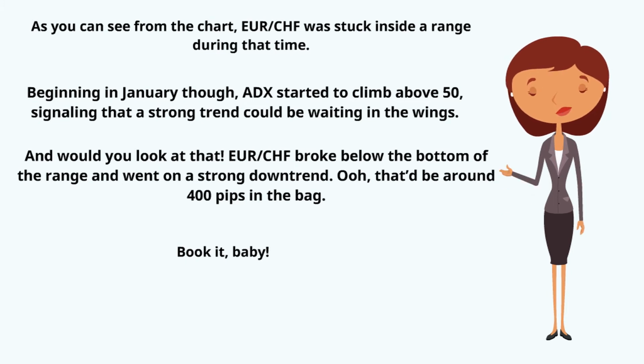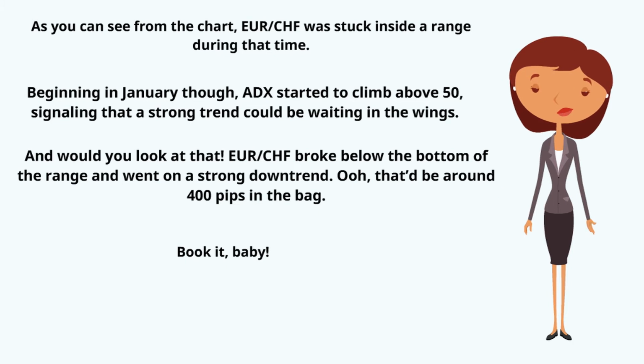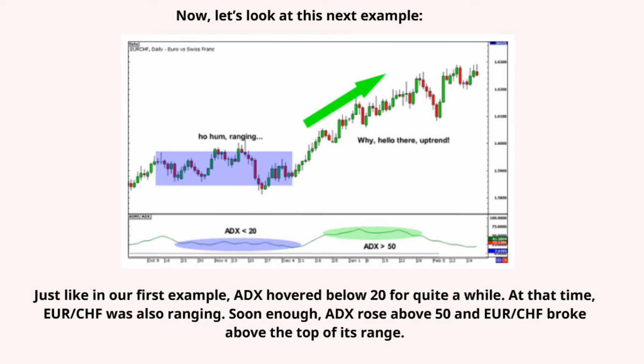Beginning in January though, ADX started to climb above 50, signaling that a strong trend could be waiting in the wings. And would you look at that, Euro CHF broke below the bottom of the range and went on a strong downtrend. Ooh, that'd be around 400 pips in the bag. Book it, baby. Now, let's look at this next example. Just like in our first example, ADX hovered below 20 for quite a while. At that time, Euro to Swiss franc was also ranging.